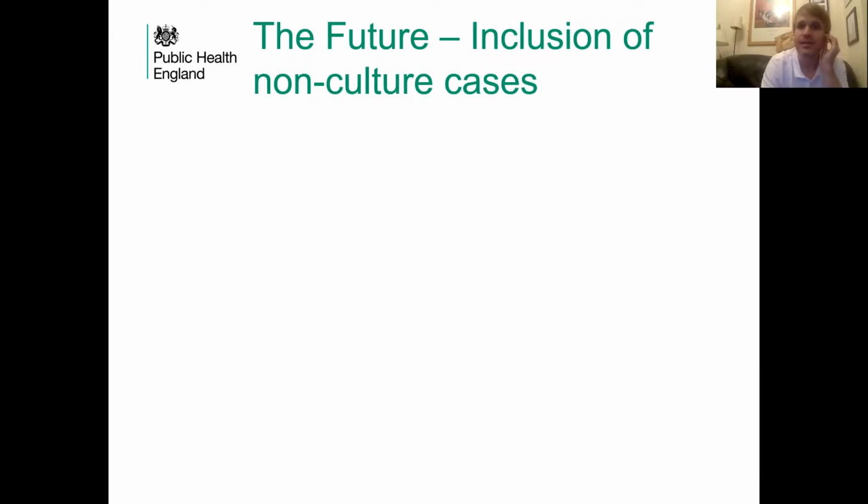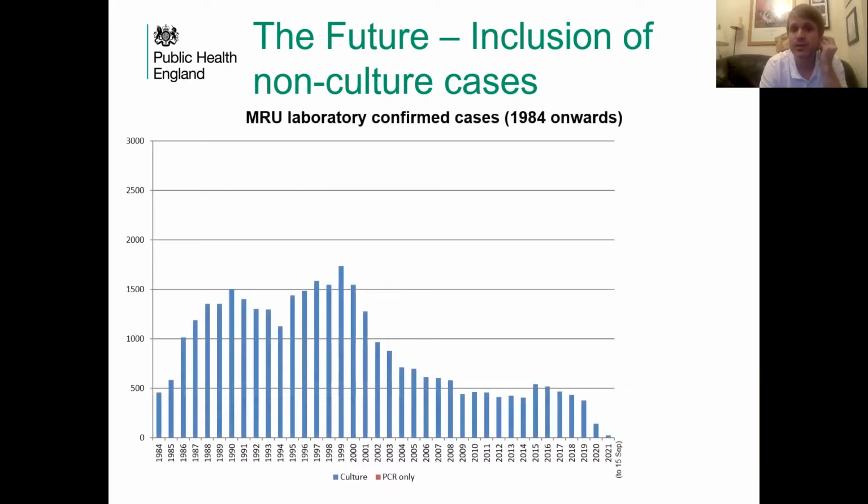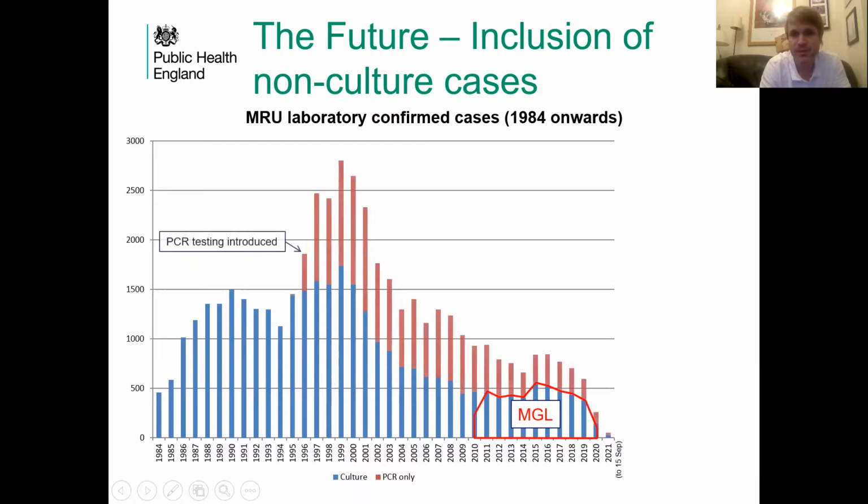I briefly want to look at the future and the inclusion of non-culture cases. So this is almost 30 years of culture-confirmed disease from the MRU. Here you can see the strains that are involved in the MGL. But what this doesn't show is these PCR-only confirmed cases. So we introduced PCR testing in 1996. And for these ones, we don't receive any cultures.